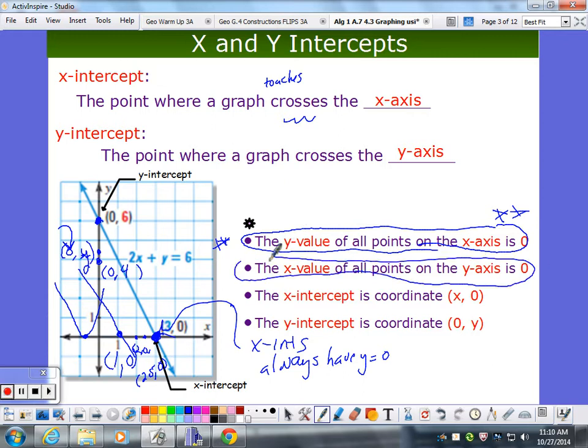Right, this is important. So x-intercepts always look like this, and y-intercepts always look like that. X, 0. Whatever x is, I don't know, but I know its y value is 0. And for a y-intercept, the x value is always 0. Y can be whatever it is. Do we get that?